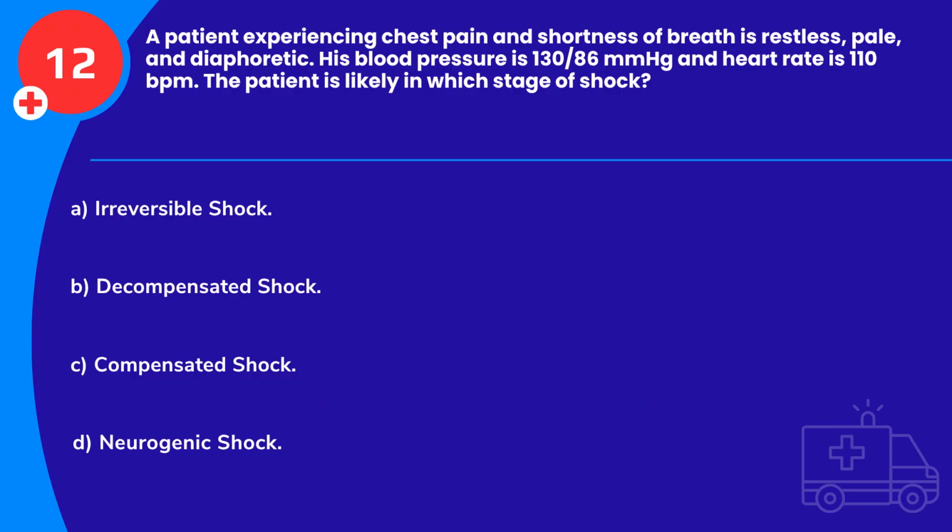Question 12. A patient experiencing chest pain and shortness of breath is restless, pale, and diaphoretic. His blood pressure is 130/86 mmHg, and heart rate is 110 BPM. The patient is likely in which stage of shock? A. Irreversible shock. B. Decompensated shock. C. Compensated shock. D. Neurogenic shock.